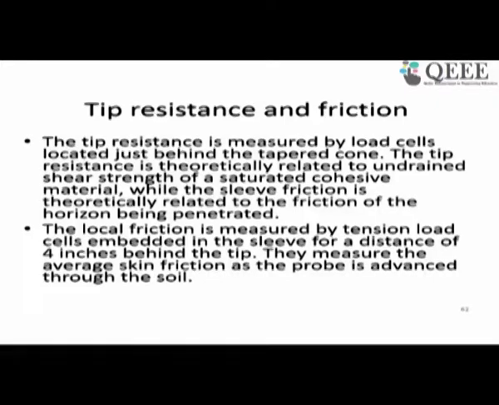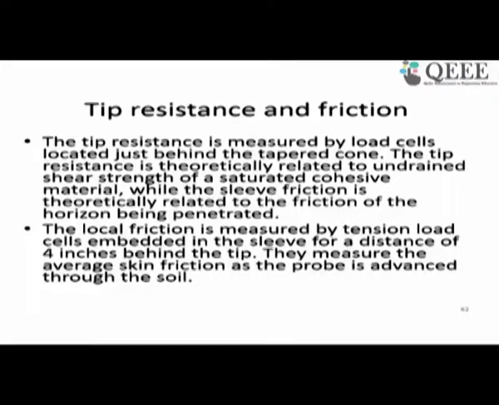The tip resistance is measured by the load cell. As I showed you, just above the cone you have a load cell which will record the tip resistance. The tip resistance is theoretically related to the undrained shear strength of a saturated cohesive material, while the sleeve friction is theoretically related to the friction of the horizon being penetrated. And the local friction is measured by tension load cells embedded in the sleeve for a distance of 4 inches behind the tip. They measure the average skin friction as the probe is advanced through the soil.